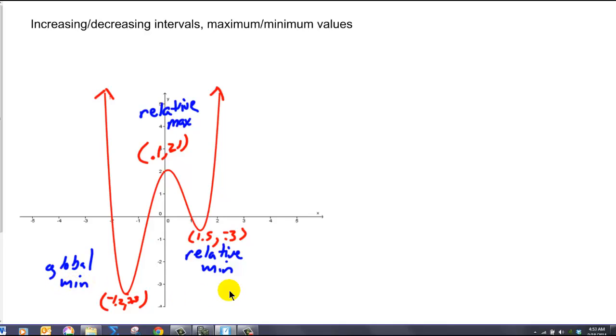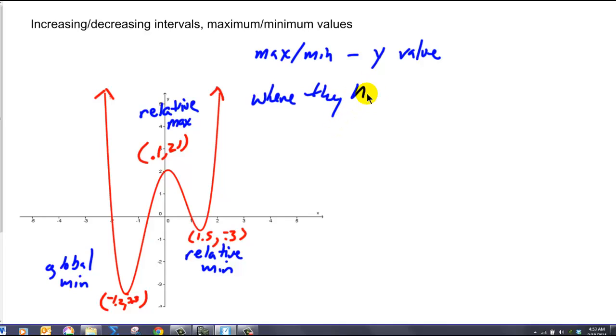Now, we've labeled these, but in order to state what is the maximum and what is the minimum values, when we talk about these, we're talking about y values. All right, that is the max or the min value. We speak of their y values. Where they happen, those happen to be your x values.